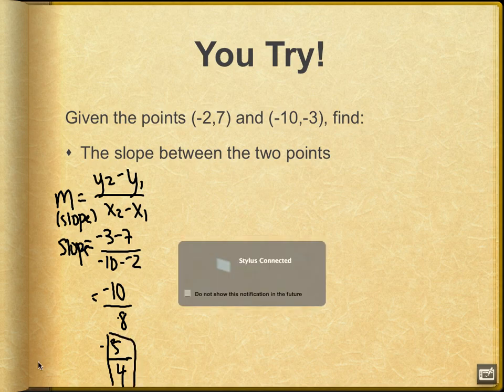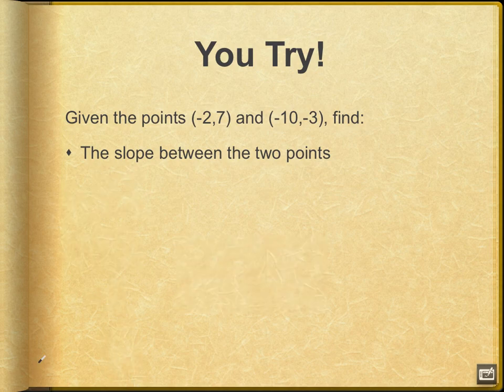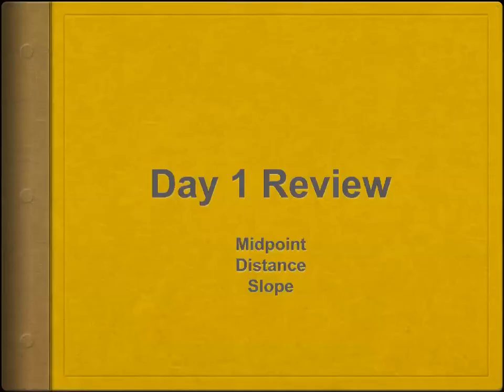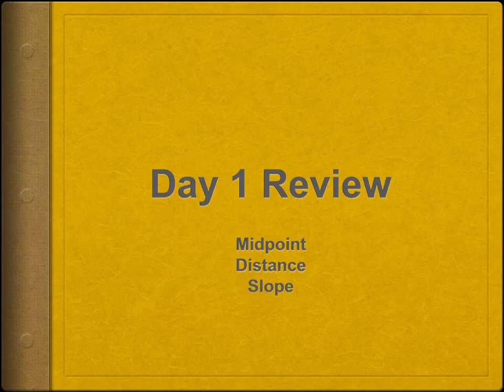Okay, so hopefully those 3 went well for you, and if not, you just made simple little mistakes. Here's what we did today. We reviewed midpoint, distance, and slope. And remember, you're going to need to know these throughout this chapter.